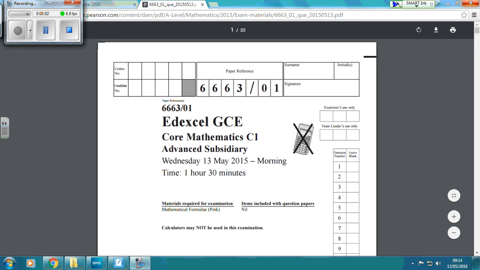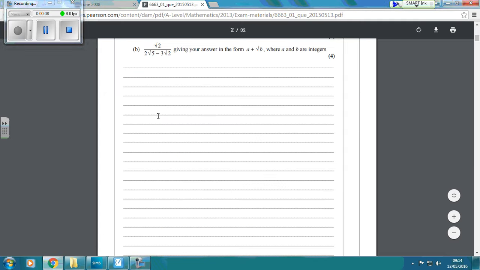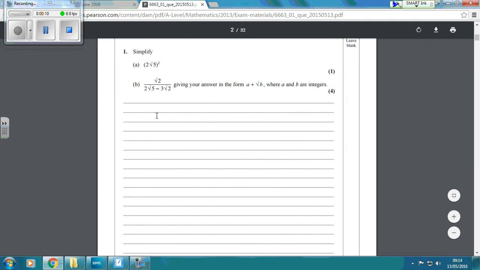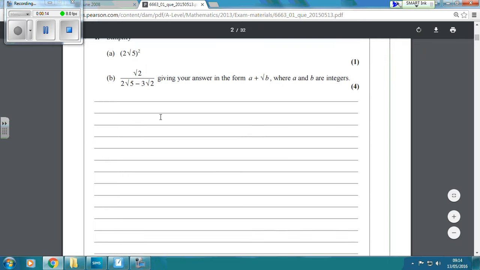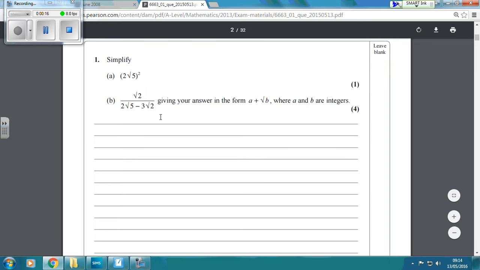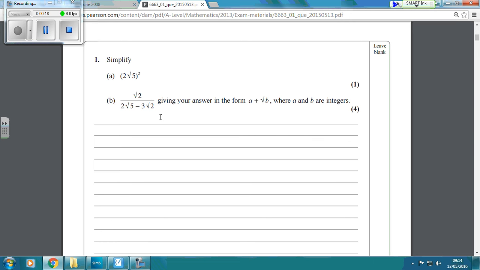Okay, boys and girls, so this is the C1 2015 paper. So, the first question we've got to do is to expand these brackets. Now, obviously, if you're going to have square brackets, what you need to do is just multiply the brackets by themselves. So you write out the bracket twice.